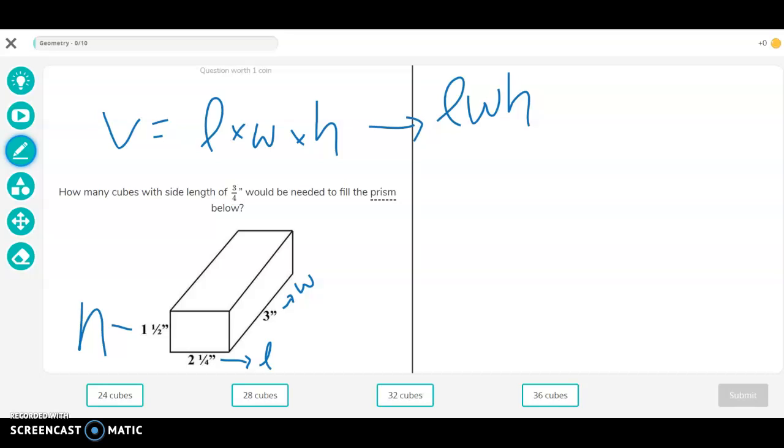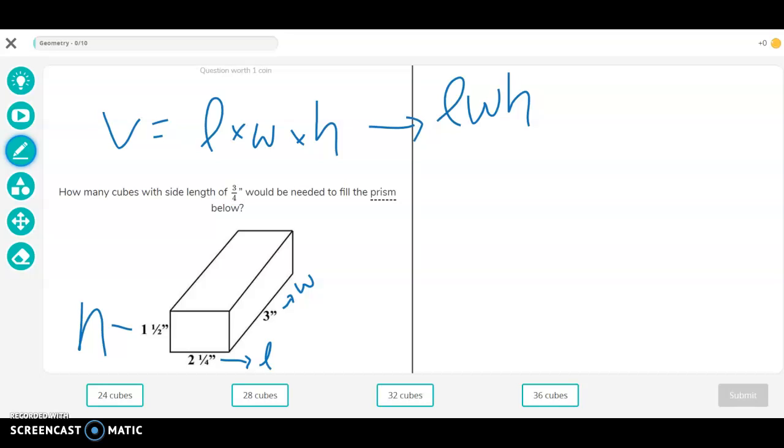So this question asks how many cubes with a side length of 3/4 would need to be in here to fill this prism. So this is a rectangular prism. A rectangular prism is a 3D rectangle. So think of a shoebox. So pretend we have this shoebox and we want to take ice cubes or dice. Dice are cubes. Cubes are 3D squares, and we were trying to fill this shoebox with those.